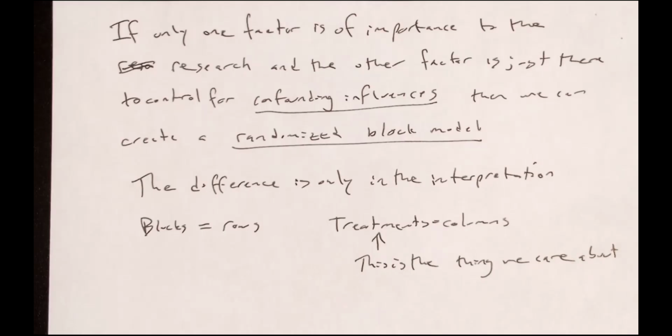And then the interpretation really just ignores the other F value, because we're controlling for something instead of trying to check and see whether it mattered.